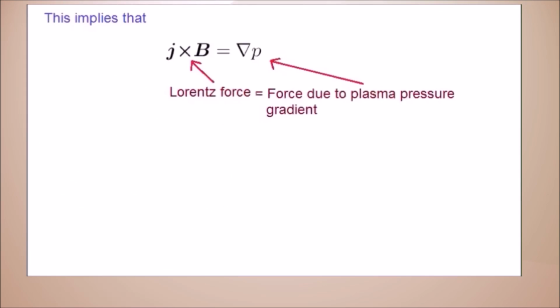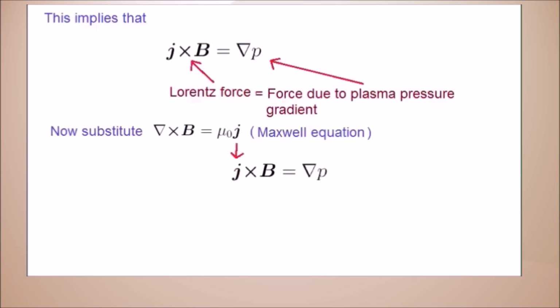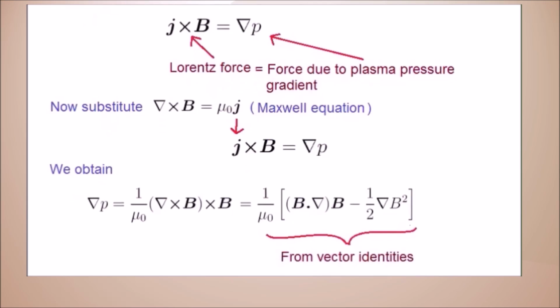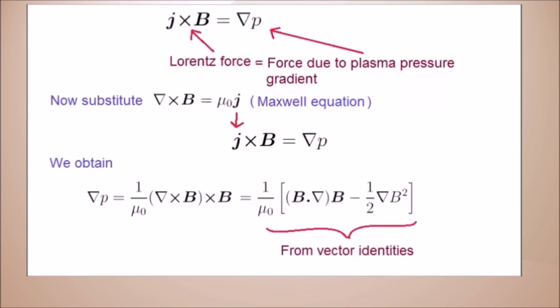Now let's substitute into it this Maxwell equation. We replace J by the Maxwell equation and rearrange, and we end up with this. Now the two cross products can be simplified to this term. This is obtained from vector identities that you can find in any vector calculus book. Let's rearrange this equation as follows.